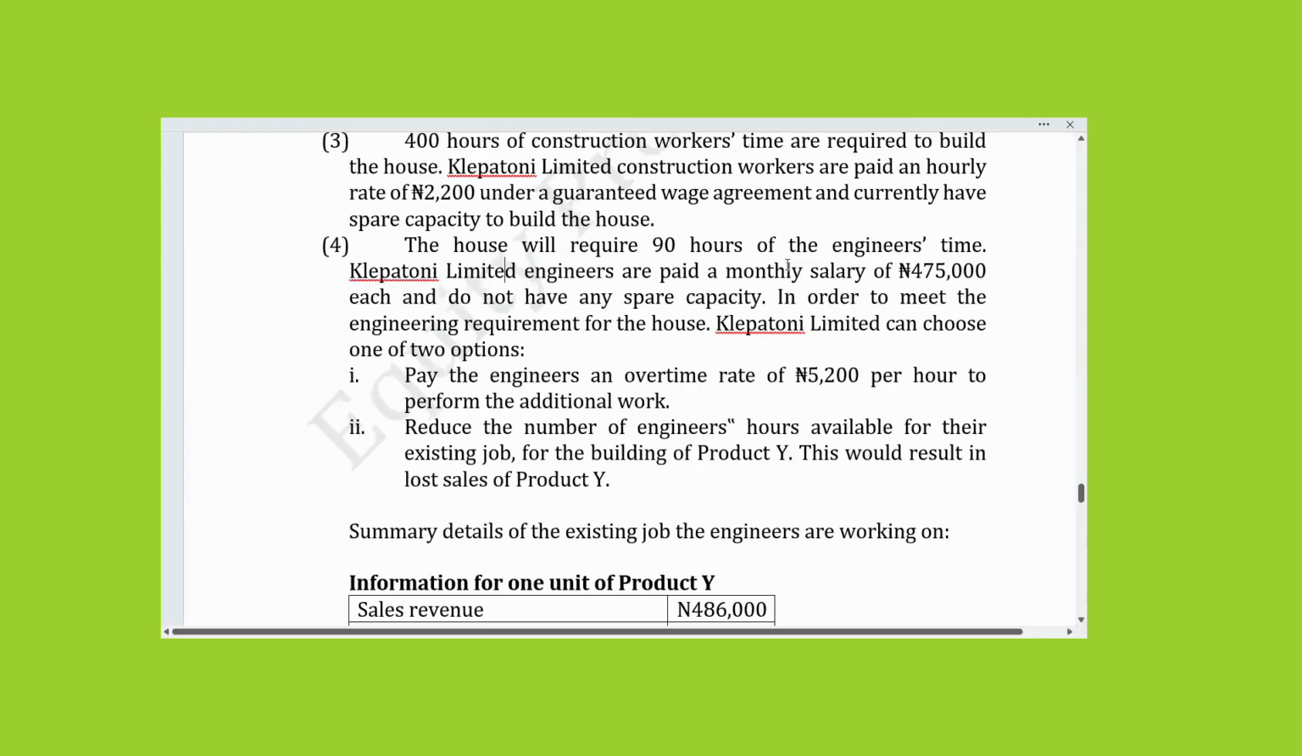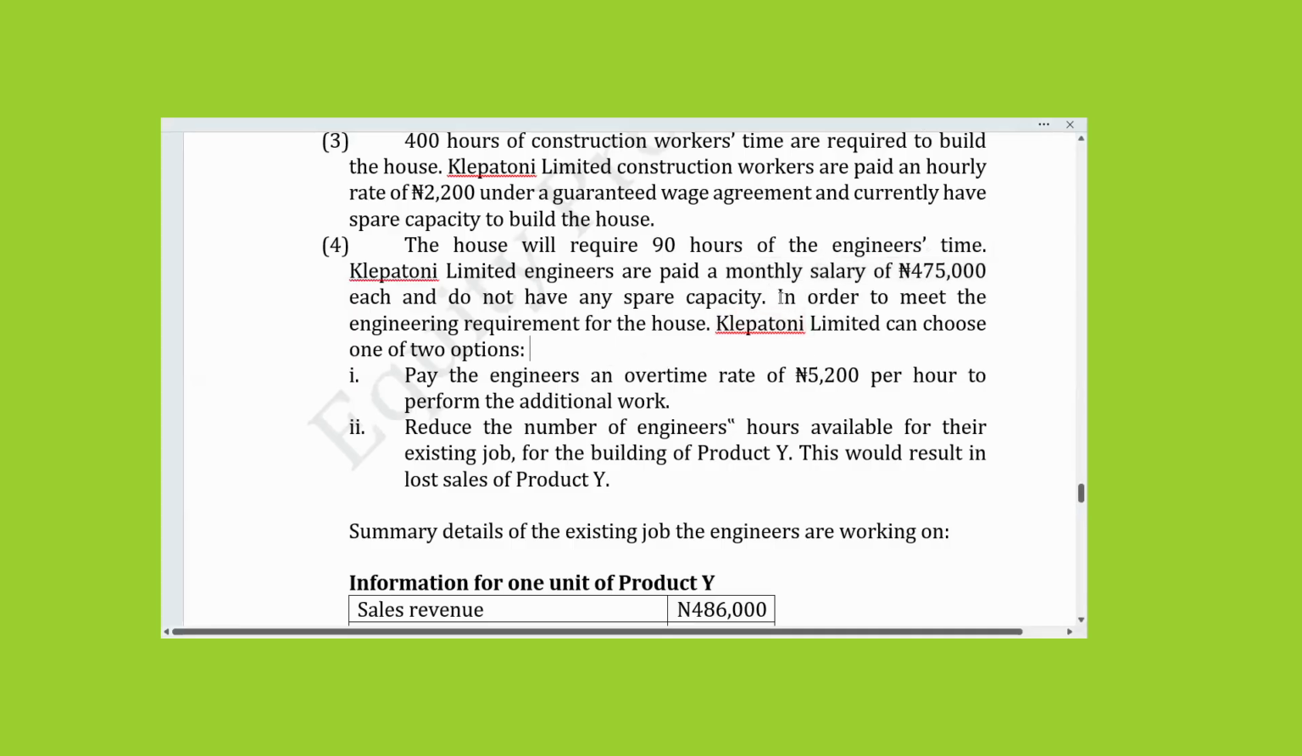Clepatoni Limited engineers are paid a monthly salary of 475,000 naira each and do not have any spare capacity. So this simply means that the engineers are working at full capacity. And remember, full capacity are employees on a monthly salary. Therefore, the salary paid to those category of workers are fixed in nature, which means that it's irrelevant. So the salary paid to the workers is irrelevant. Okay, so in this particular question, this 475,000 naira is irrelevant cost because it's a fixed cost.